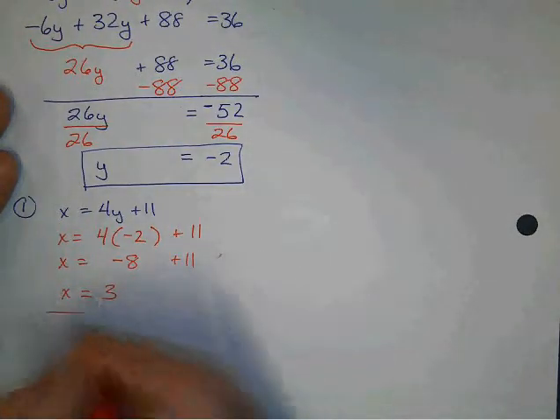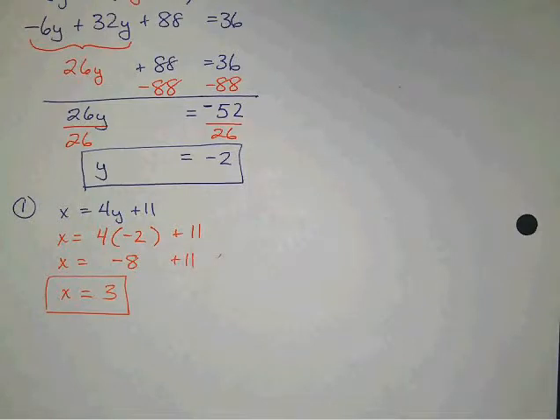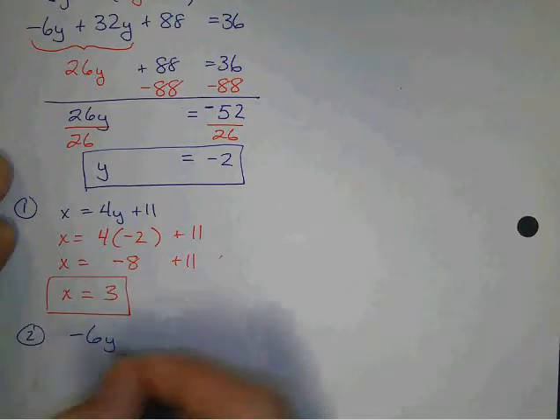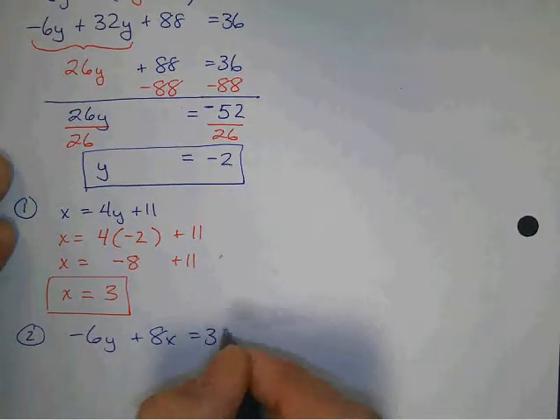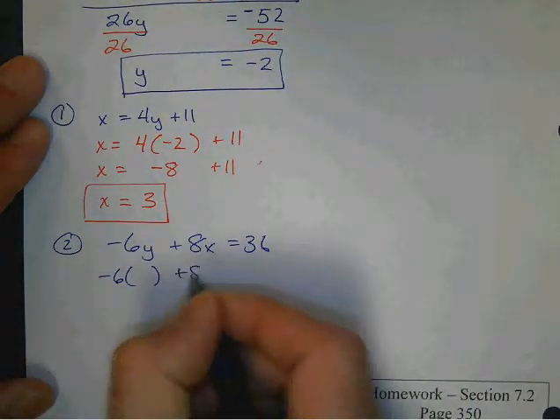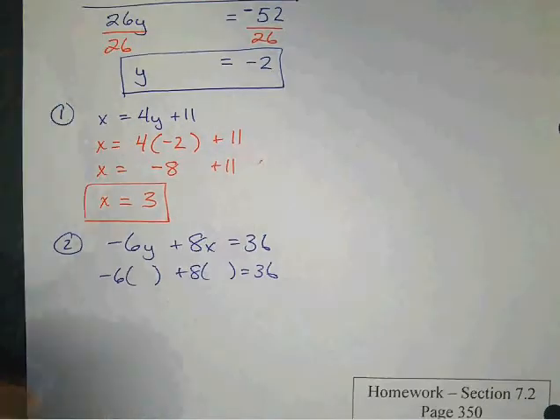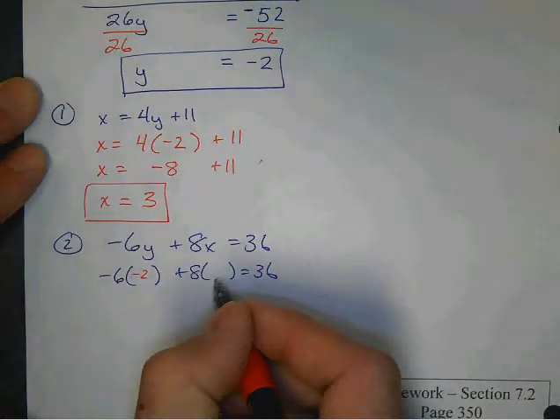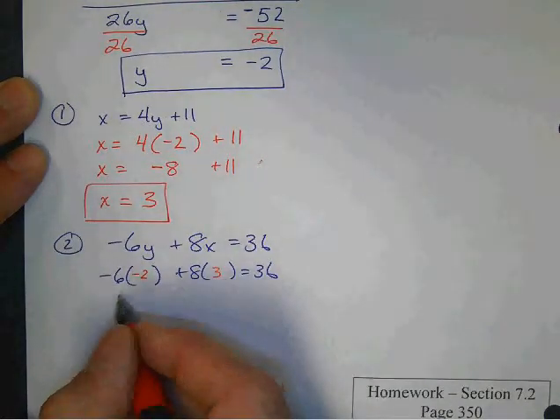Am I done? I have an answer, but I don't know if it's right or not. I used the first equation to solve it, so I need to use which equation to check it? The second one. So I'm going to put a little number 2 out to the left. Here's my second equation. I'm going to write it down. And I'm going to try to put my values in. Negative 6 parentheses plus 8 parentheses equals 36. What goes in place of the y? Negative 2. In place of the x? A 3. A negative times a negative is a positive.